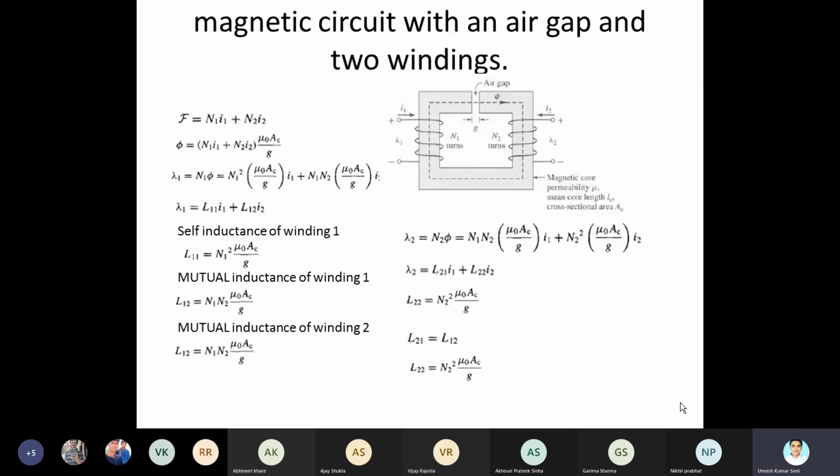So here you can see that in case there is an air gap and Ac is the air gap area, and it is assumed that the magnetic material has infinite permeability. In that case, there will be reluctance only due to the air gap, and so g upon mu 0 Ac will be the reluctance. So dividing the total MMF by this total reluctance of the air gap will give the flux set up in this core material due to both the windings.